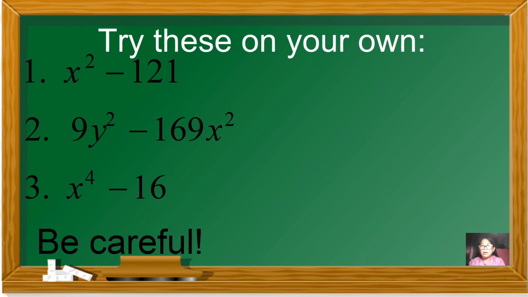So we have x squared minus 121. The answer is x plus 11 times x minus 11, because the factor of 121 is 11. And then we have 9, so its factors are 3 and 3. And then we have 169. The factors are 13 times 13. Next.